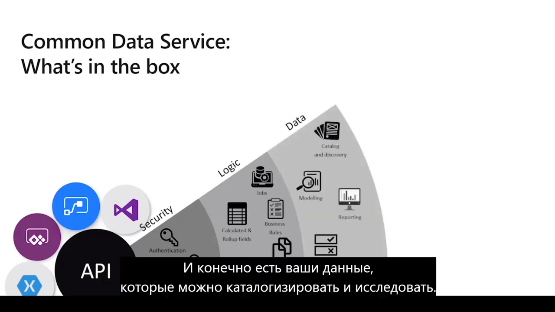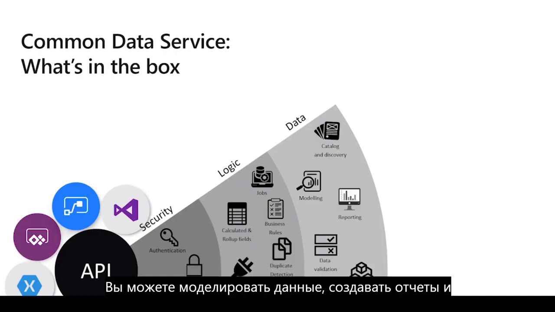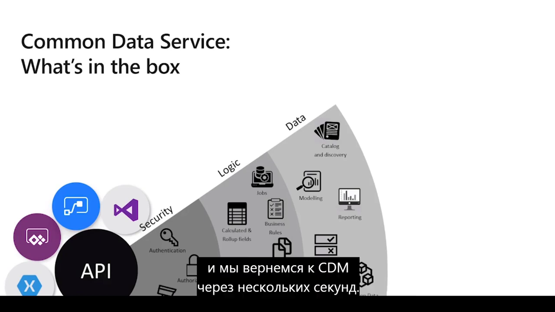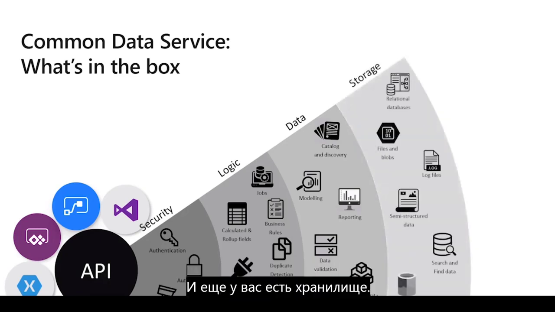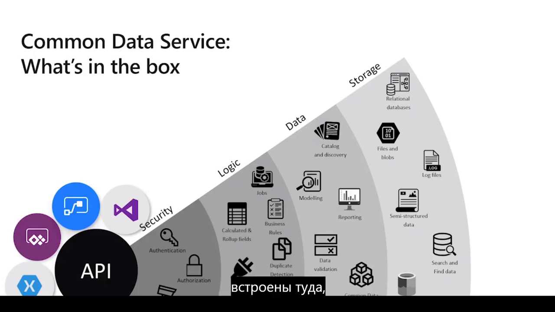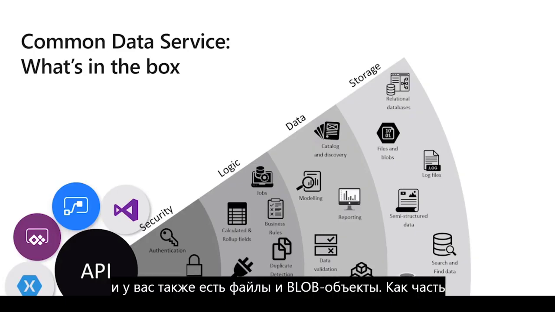Then there's, of course, your data, where you can catalog and do discovery. You can do data modeling, reporting, data validation, and the common data model is part of that. And we'll get back to the CDM in a few seconds. And then you have storage. So your relational database, the schema of your database, is embedded in there. And you've got files and blobs.